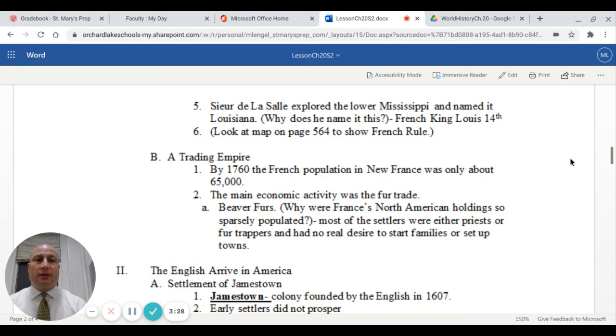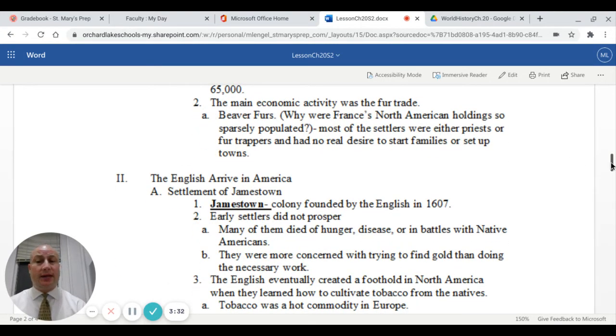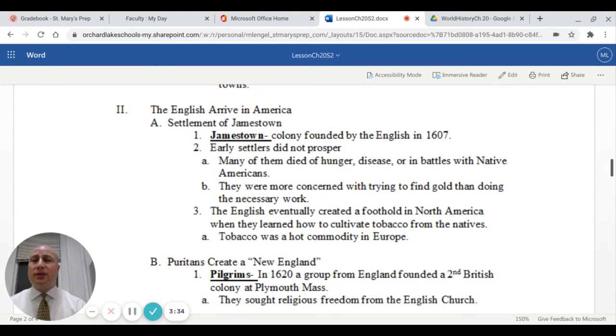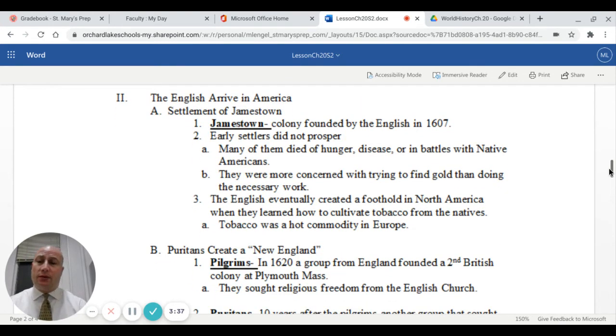Now, the English, on the other hand, had a little bit of a different situation. The English were looking to settle and stay. So they posed, in my opinion, the bigger threat to Native American society and culture. This starts with the settlement of Jamestown. Jamestown colony is founded by the English in 1607.